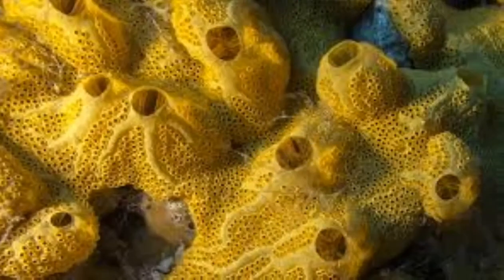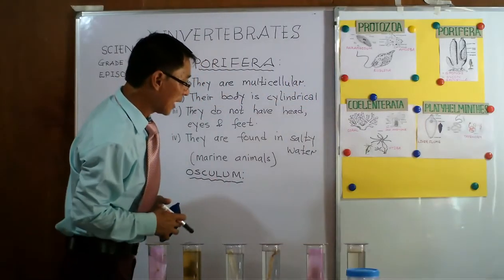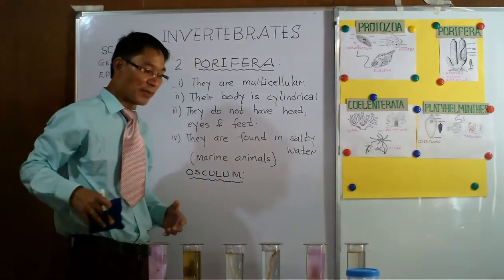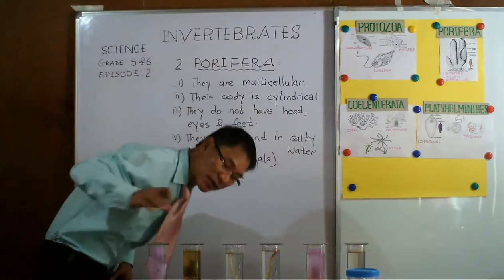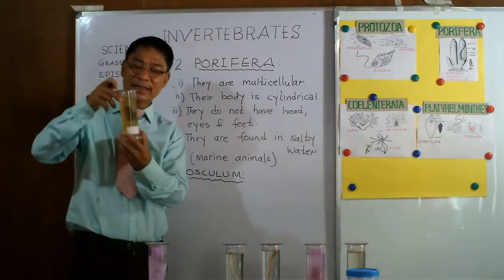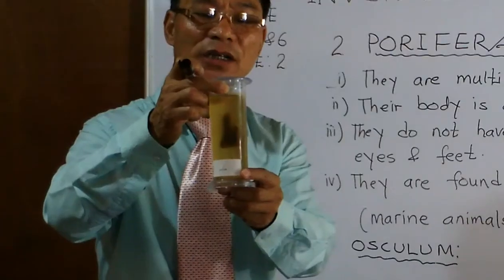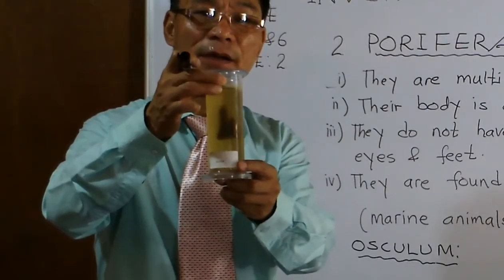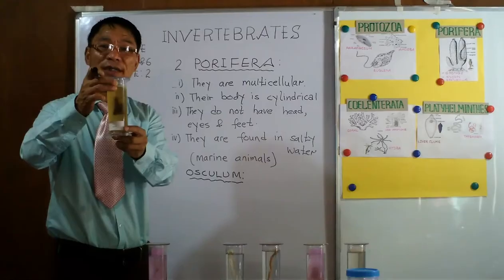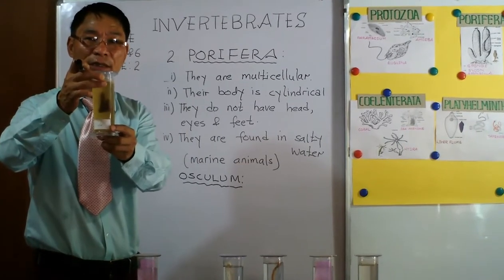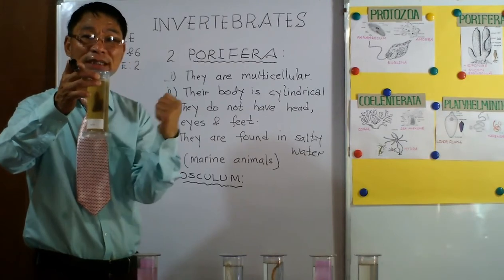Now, examples of Porifera: you can see the sponge. I have written here sponge, cycone and spongilla. So I have a cycone here. Cycones are of this kind of shape. I don't know whether you can see or not, but later on you'll get the video about the cycone when you watch this episode.